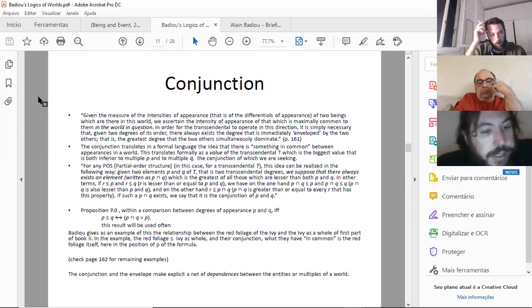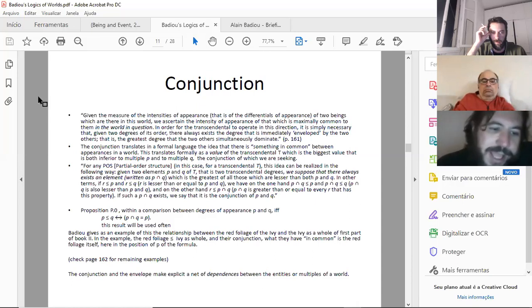Okay, but you give as an example of this the relationship between the red foliage of the ivy and the ivy as a whole, in the first part of book 2. In the example, the red foliage is lesser than the ivy as a whole, and their conjunction, what they have in common, is the red foliage itself, here in the position of P of the formula. If you want to see other examples, check page 162 for remaining examples.